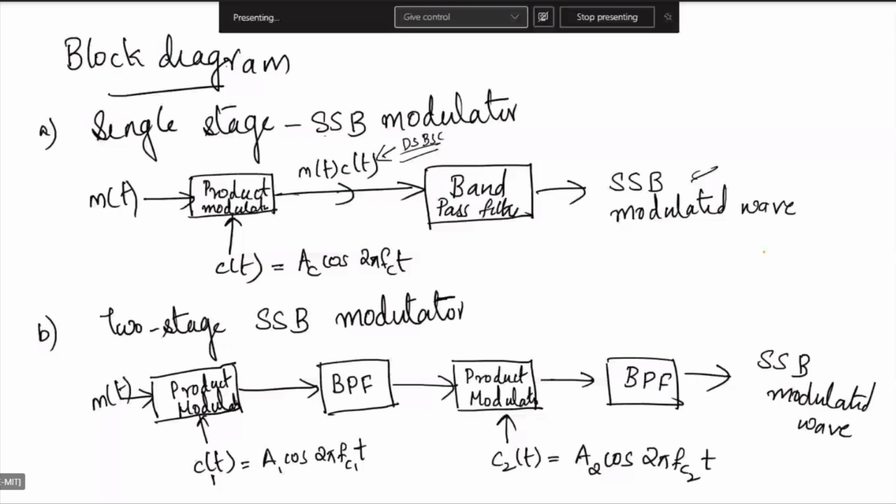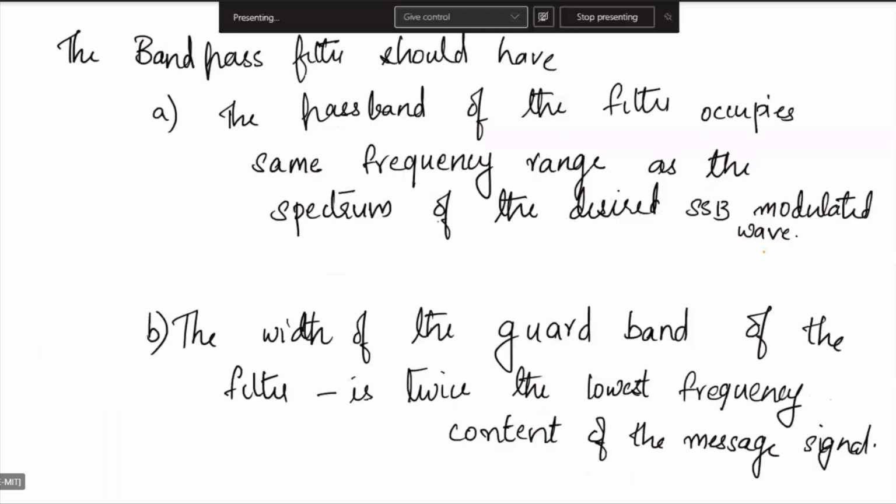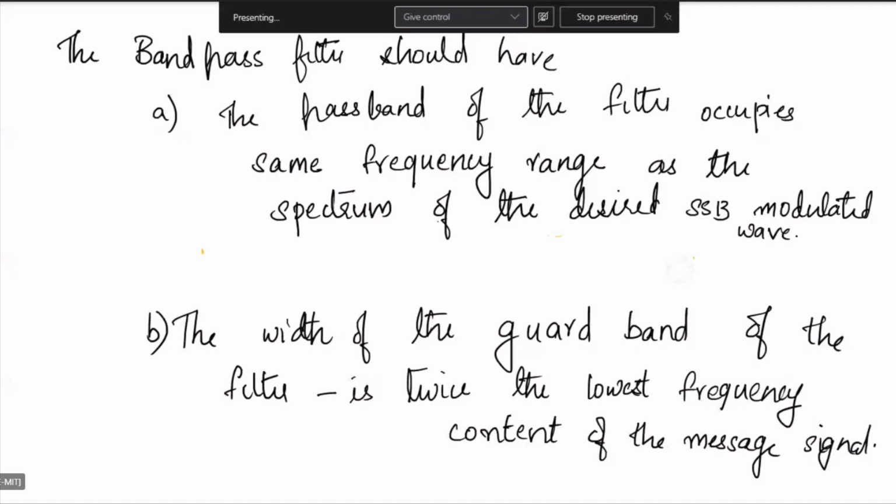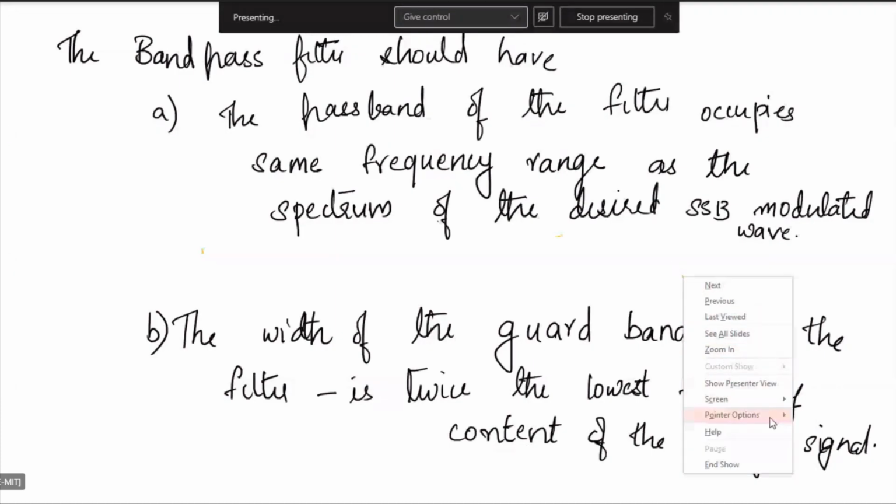About the band pass filter, it has two constraints. One is that the pass band of the filter occupies the same frequency range as the spectrum of the desired SSB modulated wave. The pass band of the band pass filter should lie in the required spectrum. Is there anything to be confused about there?